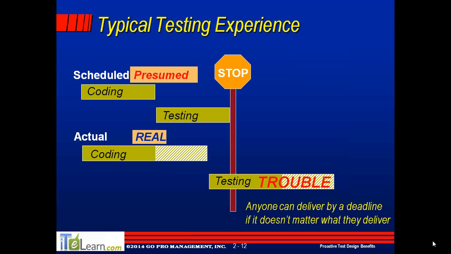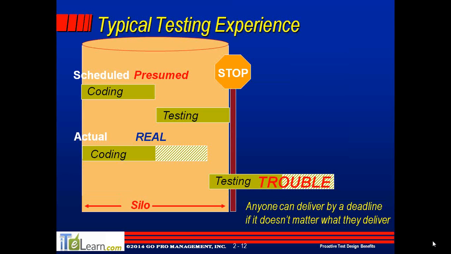Now, when people focus just on a deadline, you have to realize anyone can deliver by a deadline if it doesn't matter what they deliver. And so what we've got in the traditional development and testing world is a silo from the beginning of the project to this artificial time called a deadline. When you look at organizations that truly deliver excellence, they know that the process is not done until things work right. And that means until the problems have been fixed.